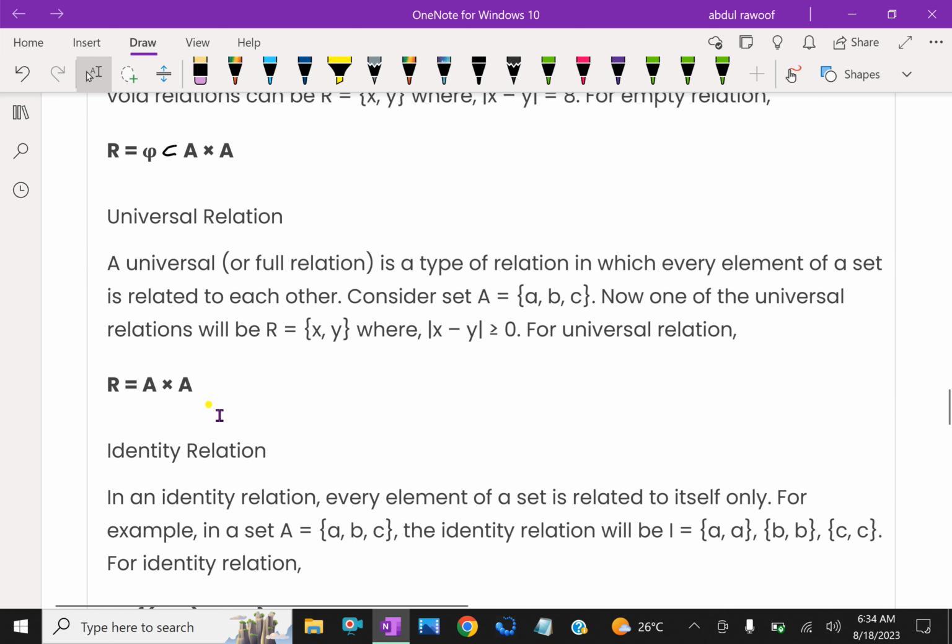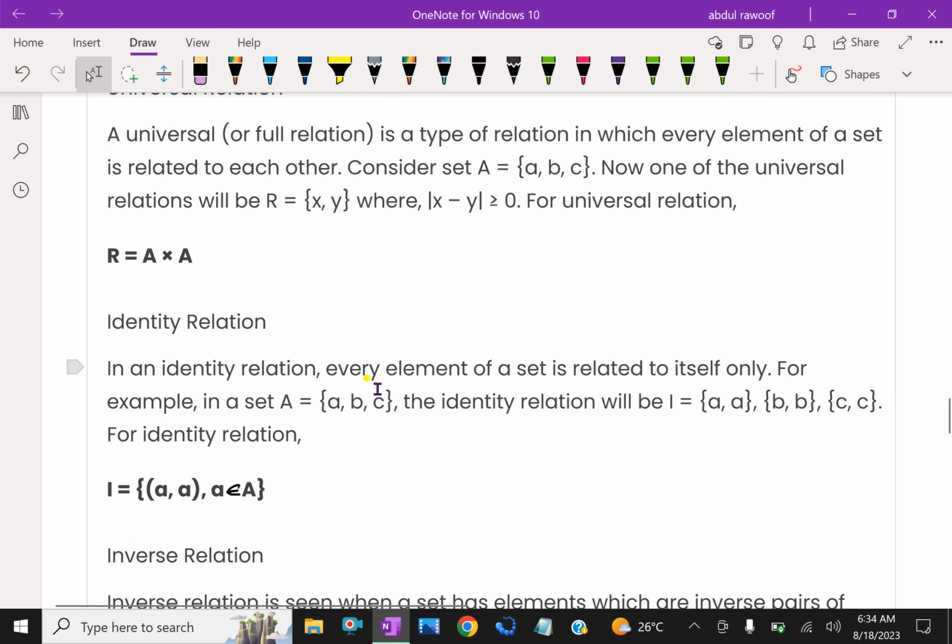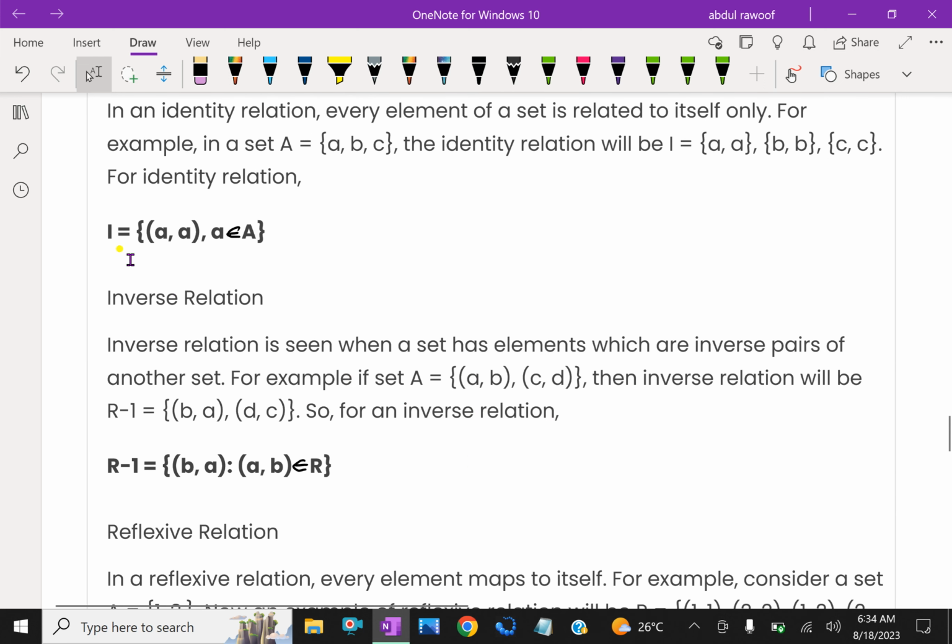Now, the identity relation. In an identity relation, every element of a set is related to itself only. For example, set A is {a, b, c}. The identity relation is a to a, b to b, c to c. That is, each is related to itself. You can define this identity relation as I equal to {(a, a) : a is an element of set A}.